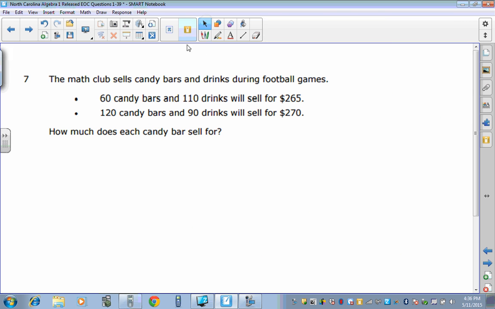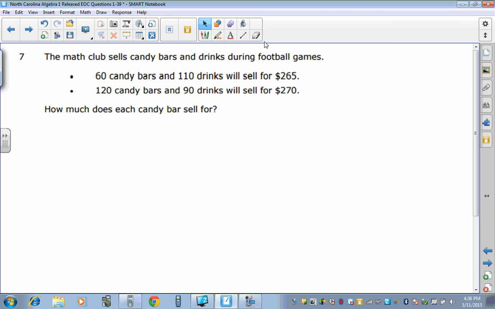Okay, this one now. Okay, this is going to be a system. Okay. How much does a candy bar sell for? So I'm going to let C be the cost of a candy bar.